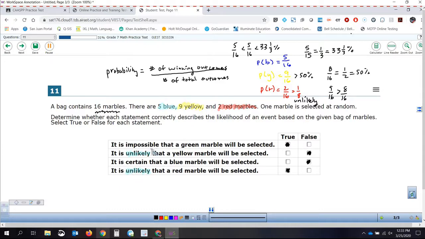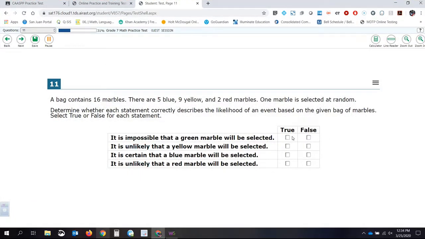But again, I'm not really crazy about this term unlikely. It was pretty clear here because we had greater than 50% chance, but I'm going to go with that. So there we go. So we're going to go true, false, false, true. All right, here we go.